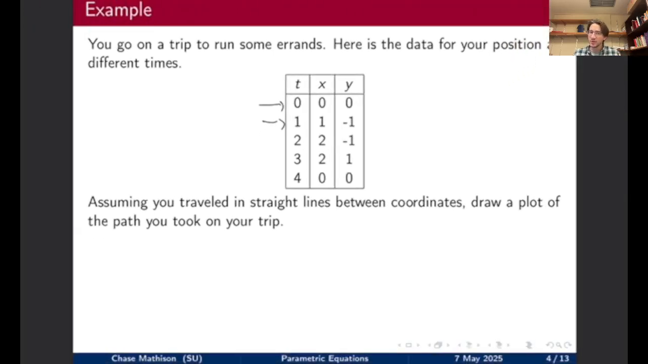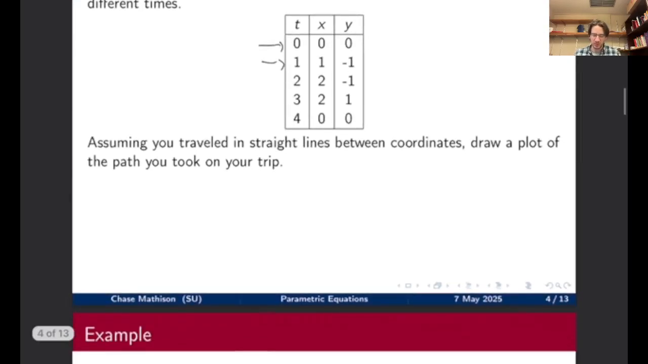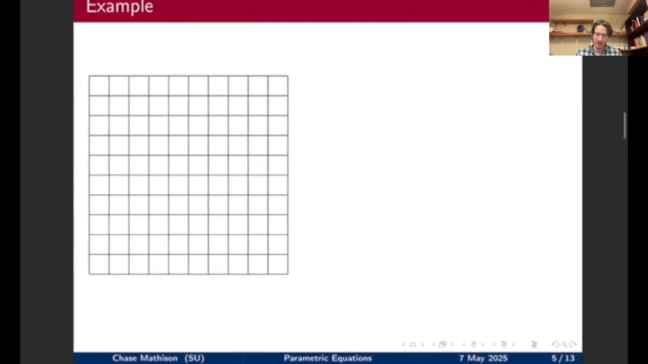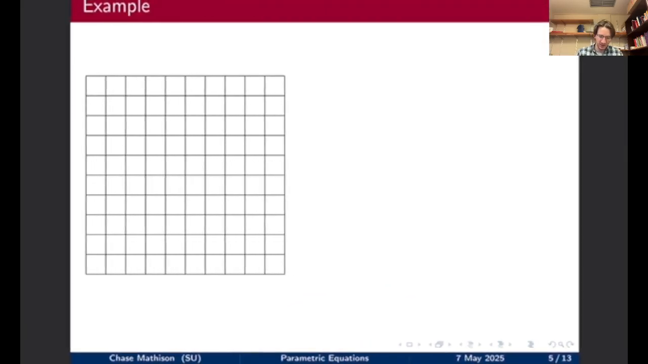Okay, so assuming you traveled in straight lines between these coordinates, let's draw a plot of the path that you took on your trip. Okay, so we're going to use this graph here. I'm going to give myself a y-axis. Here's my y-axis, and here's my x-axis.